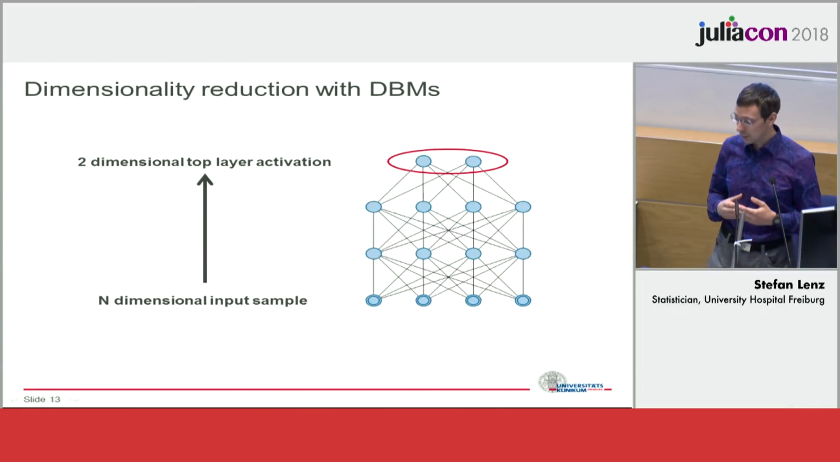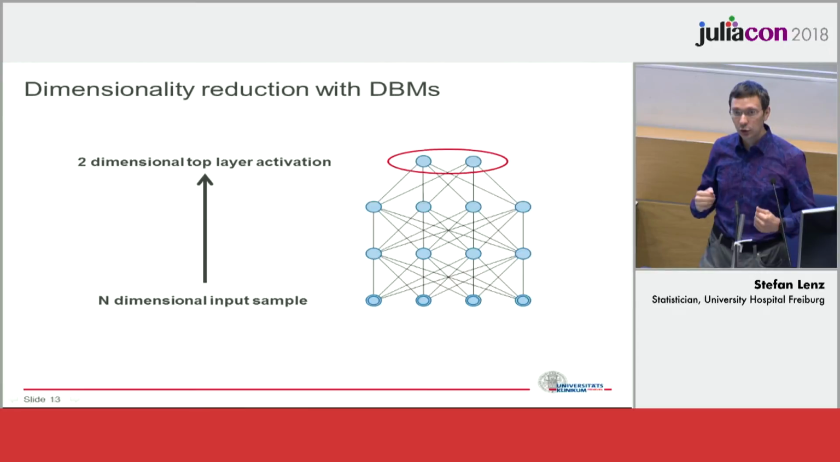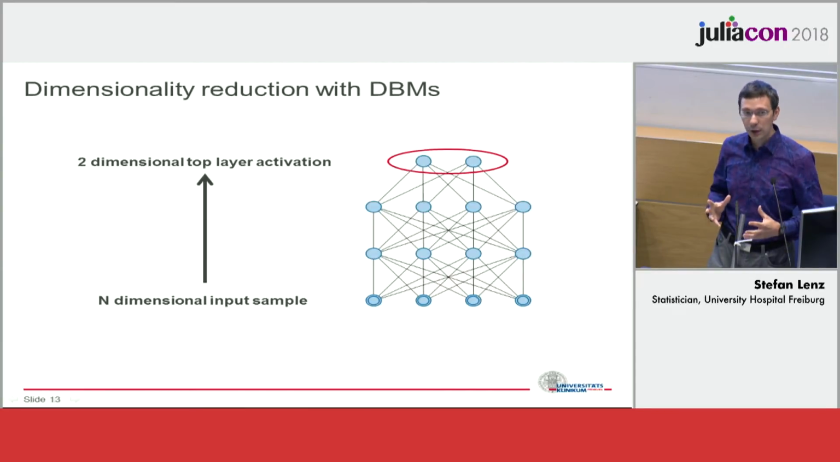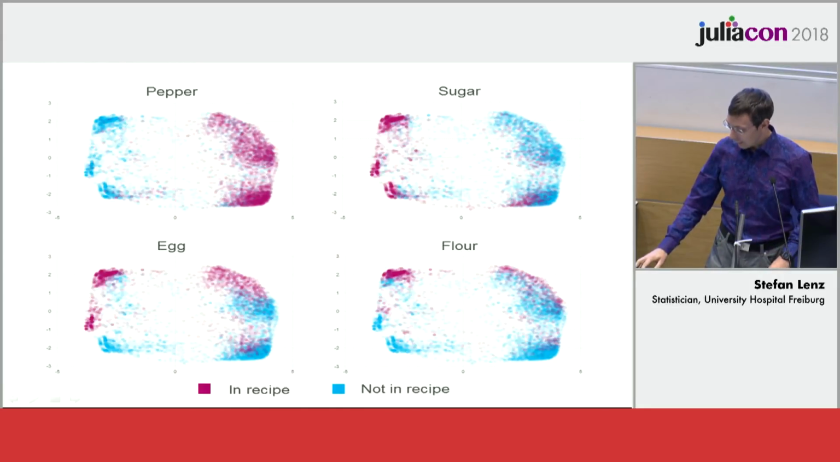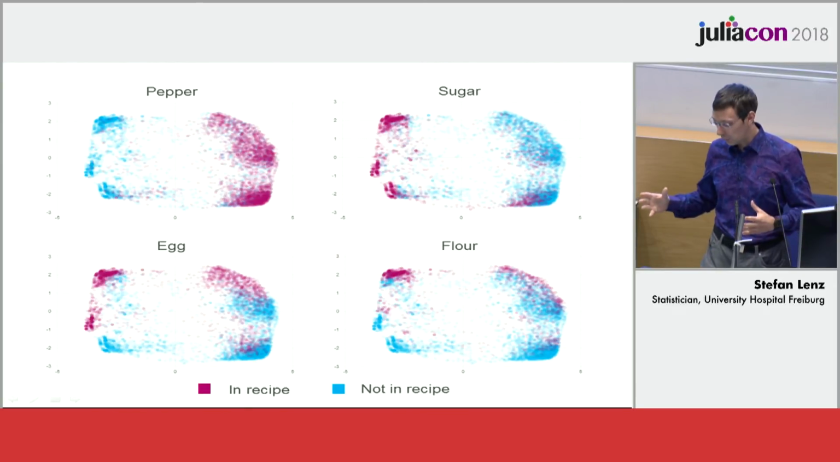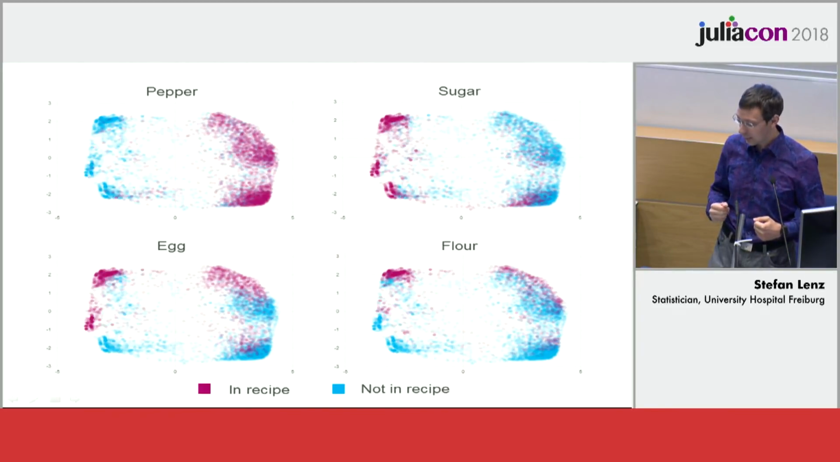A first use case is dimensionality reduction. When we have a Boltzmann machine with only 2 nodes in the top layer, as you see here, then we can present each sample, so each recipe here, to the network, induce activation in the network, and then we take a look only at the top 2 nodes and take the linearized activation that is induced there, and we get a point in 2D from our long vector. Then we can plot this, and on the x-axis of this plot you see the activation of the first node, on the y-axis the activation of the second node, and each recipe is one dot. And the dots are colored by whether they contain the ingredient that is in the title or not.